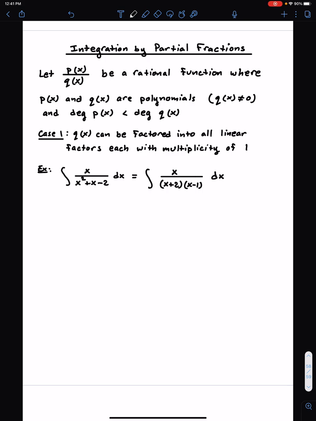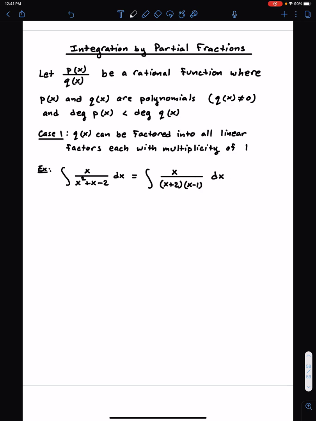Integration by partial fractions. Let p of x over q of x be a rational function where p of x and q of x are polynomials and q of x is non-zero, and the degree of the numerator is less than the degree of the denominator. If q of x can be factored into linear factors with no repeating factors, or another case where all the linear factors each have multiplicity of 1.